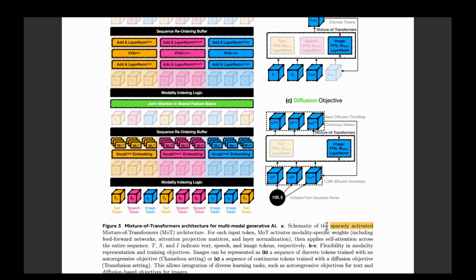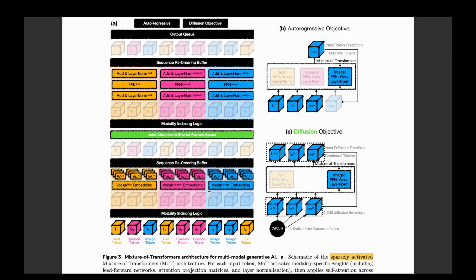More specifically, they use a sparsely activated architecture. So the mixture of transformers is a sparsely activated architecture. What does it mean and how do they go about it? Let's take this architecture. We can see that different tokens are coming in for different modalities. We have the text in yellow, the speech in pink, and the images in blue.